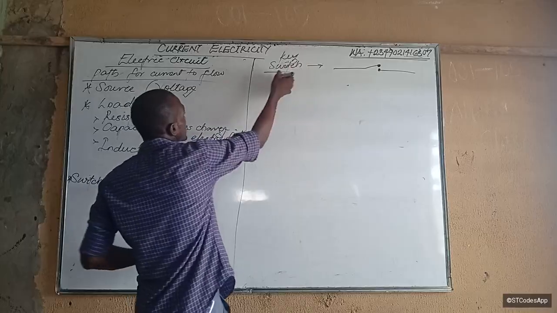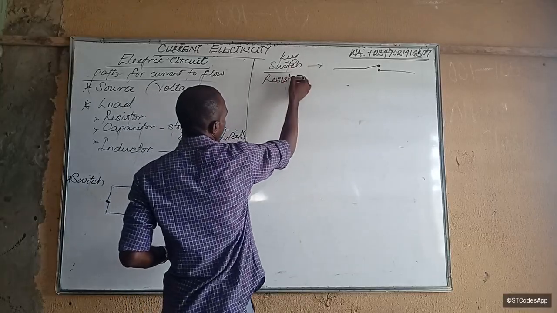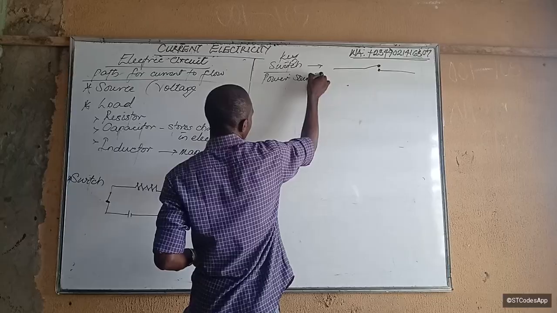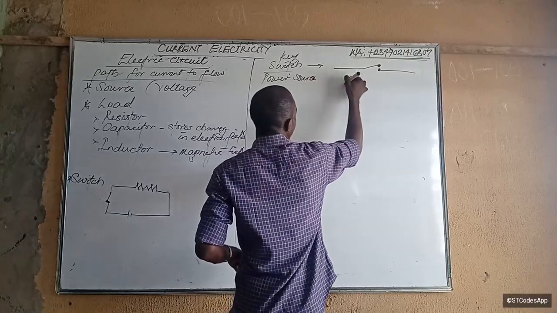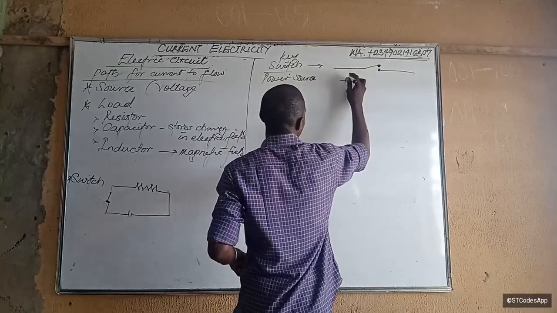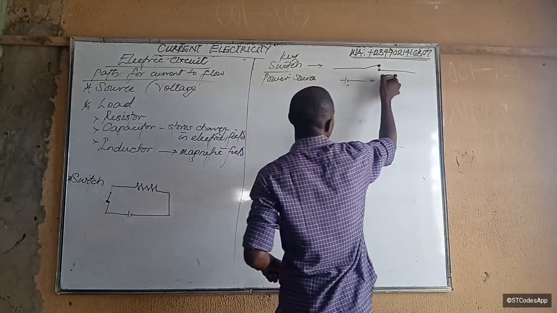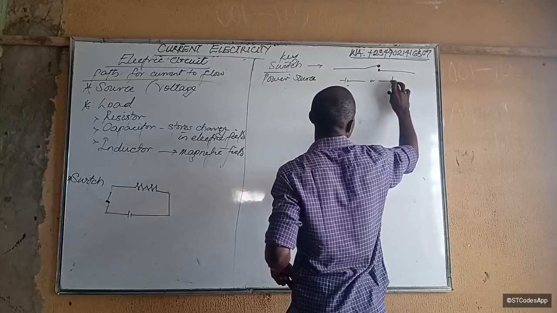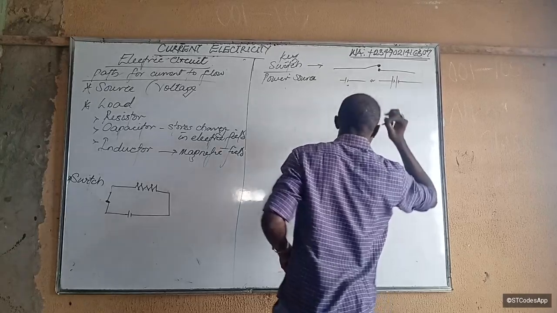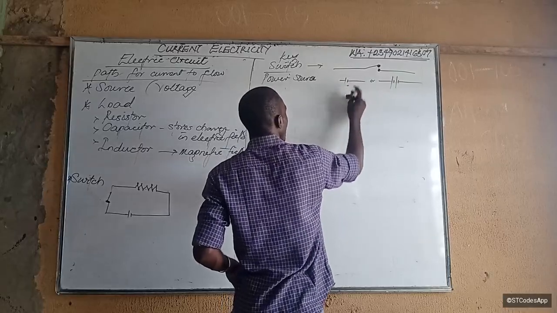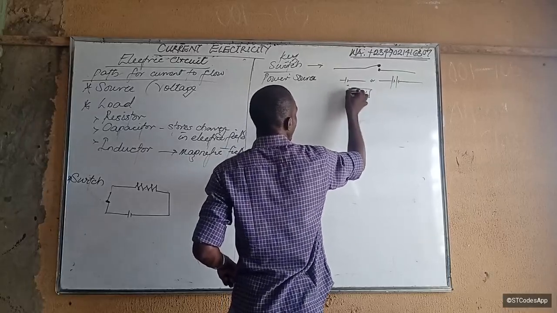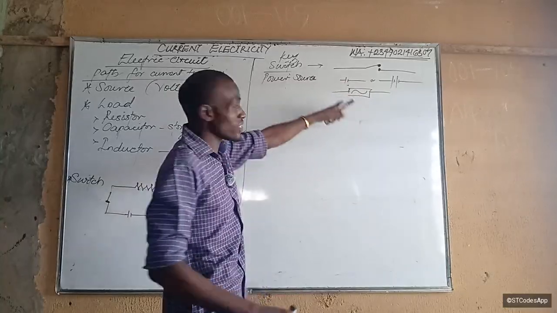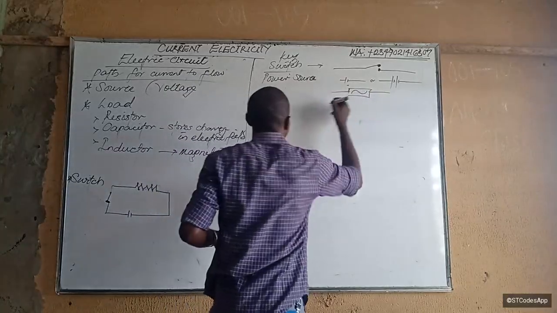Now, the next one is a power source. The power source can look in two ways. You could have a cell, or like I said, a battery, that will look like this. Now, it could also look this way, depending on whether it is DC or AC. You could also have a power source like this. This one is an AC power source.